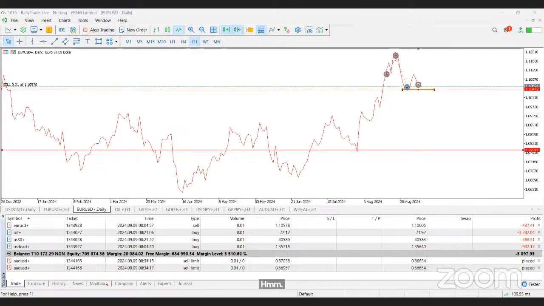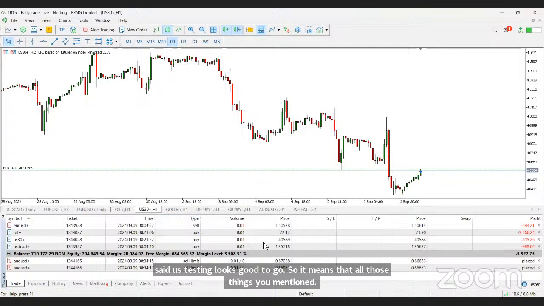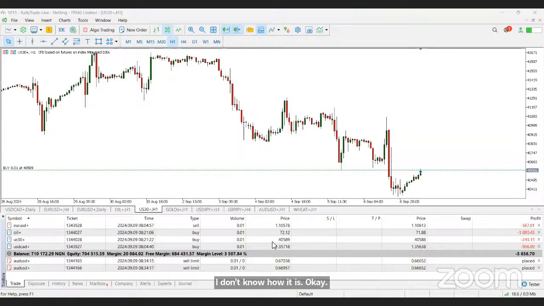Tamuno Ibuomi, you mentioned FTSE 100. And my answer to you is FTSE 100, US 2000, US 30, US 100, D30, D40. All of them have the same analysis. So if you are buying on one, all of them is buying. If you are selling on one, all of them is selling. And I've already mentioned US 30 today. I said US 30 looks good to go up. So it means that all those things you mentioned look good to go up. How else do I explain this to people to understand? I don't know how else. Okay. So gold, I said stay off.